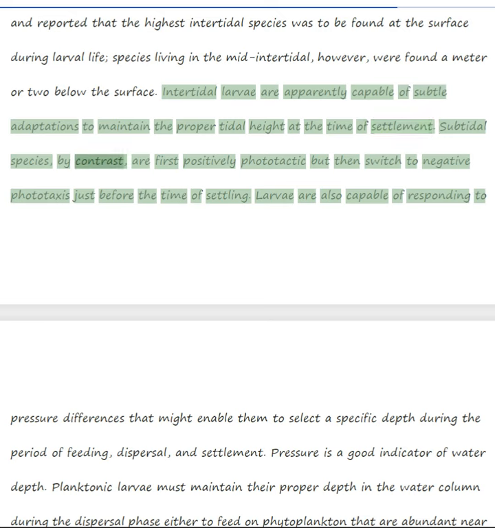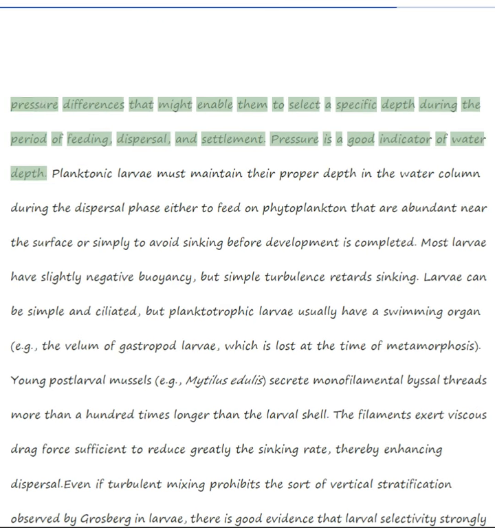Subtidal species, by contrast, are first positively phototactic but then switch to negative phototaxis just before the time of settling. Larvae are also capable of responding to pressure differences that might enable them to select a specific depth during the period of feeding, dispersal, and settlement. Pressure is a good indicator of water depth.